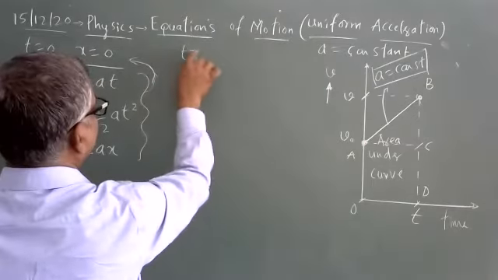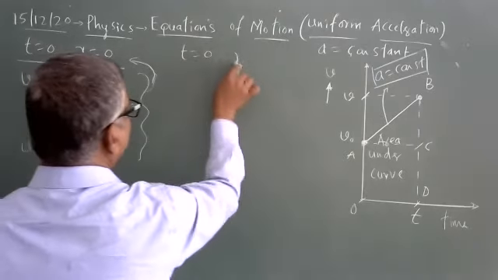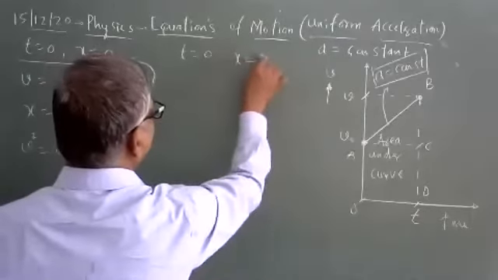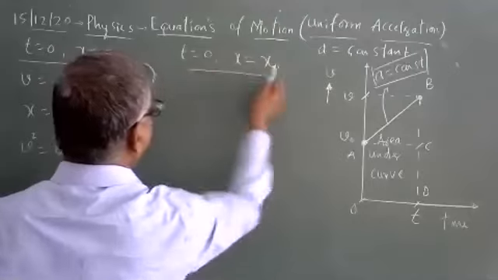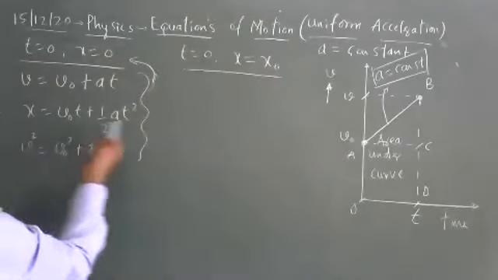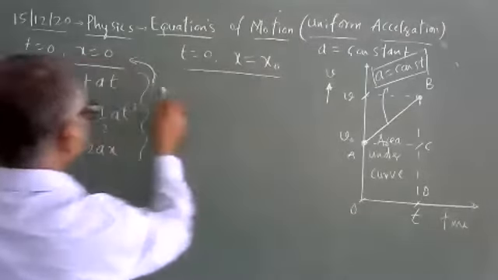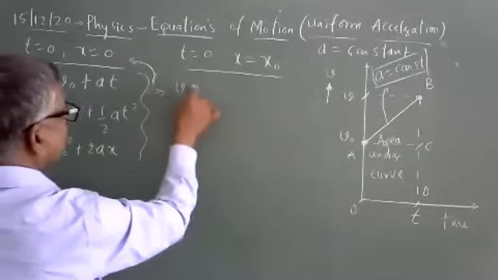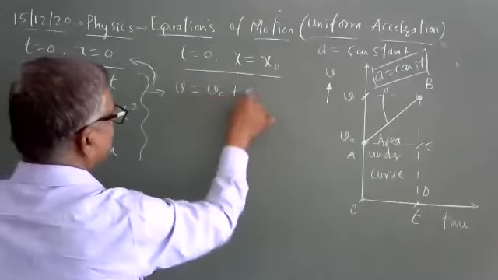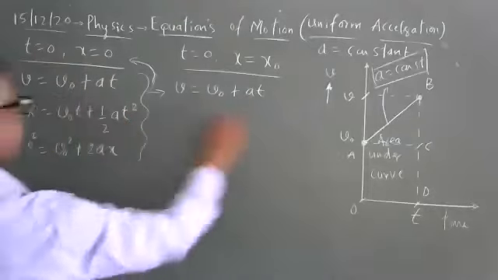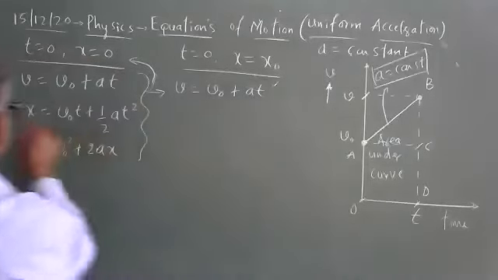Now, if I take initial time equal to 0 and position or displacement equal to x naught, what are the relations? Wherever x is present, you just make it x minus x naught. Let me do it. Final velocity equal to initial velocity plus at. No change here. Second equation, now it is x.